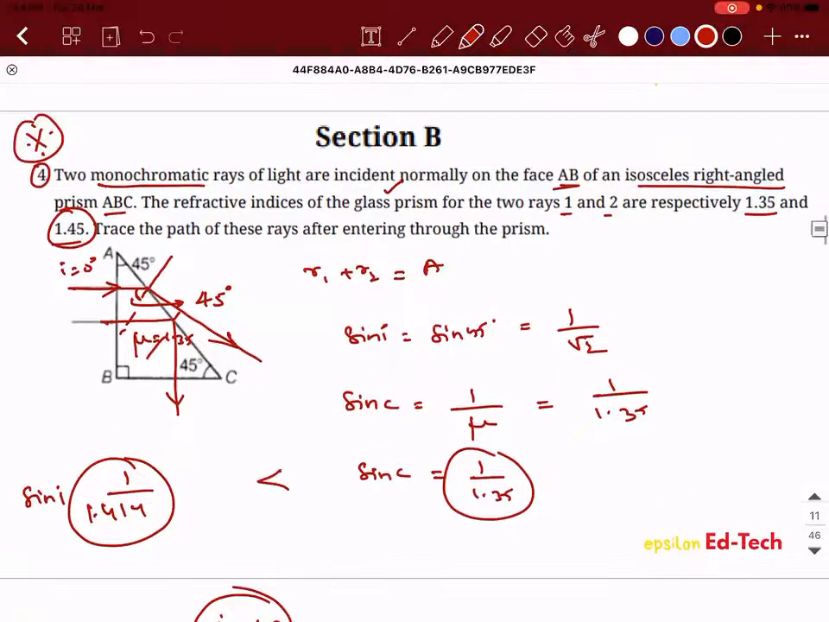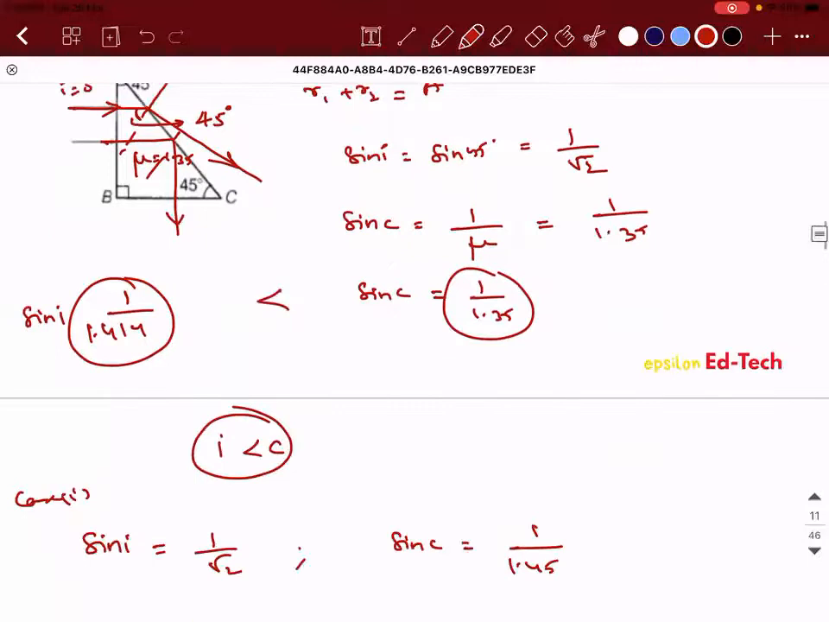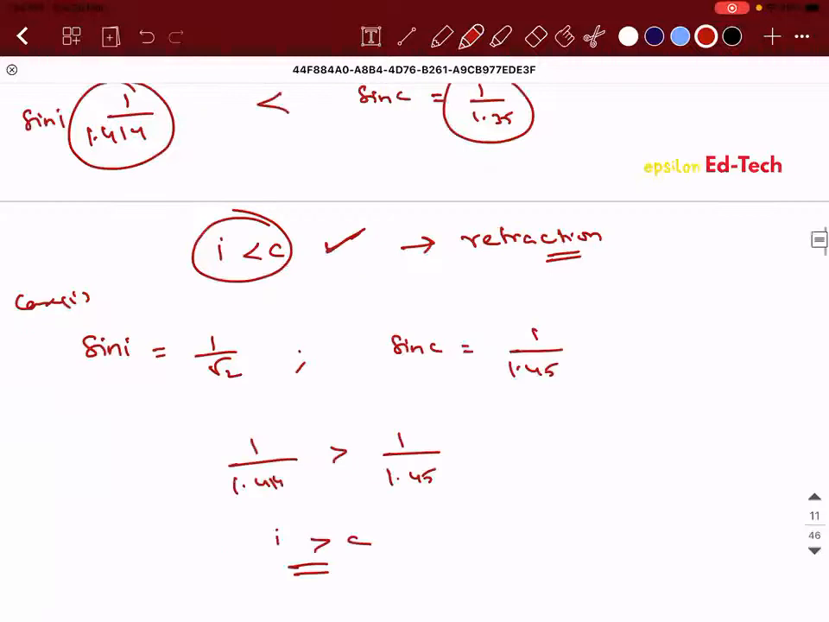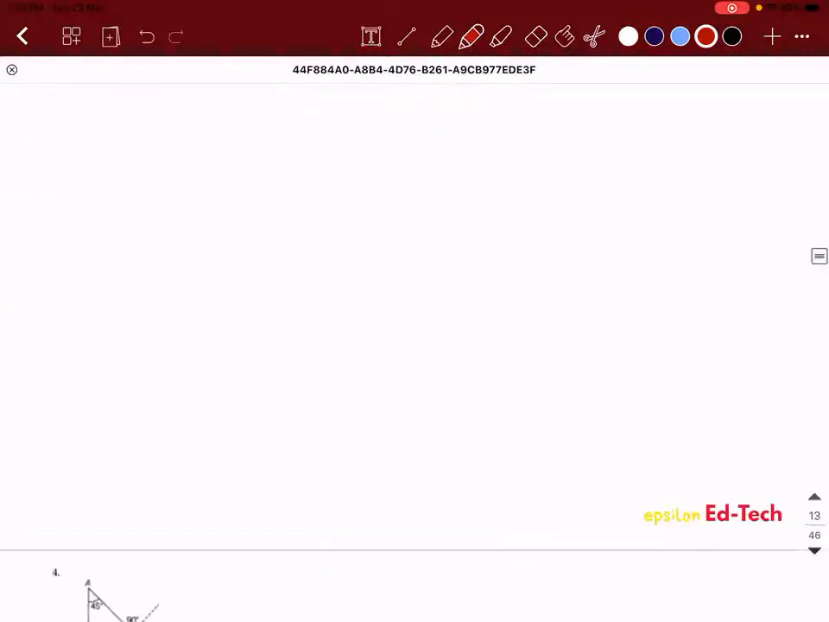Whenever these kinds of problems come, when they ask you to complete the ray diagram, especially for prisms, the logic you're supposed to use is this: with the given angle of incidence, you need to find the critical angle. If the angle of incidence is less than the critical angle, then it will undergo refraction. If the angle of incidence is greater than the critical angle, then it will undergo total internal reflection. Is that clear? So there is the logic. Okay, moving on to the next question.